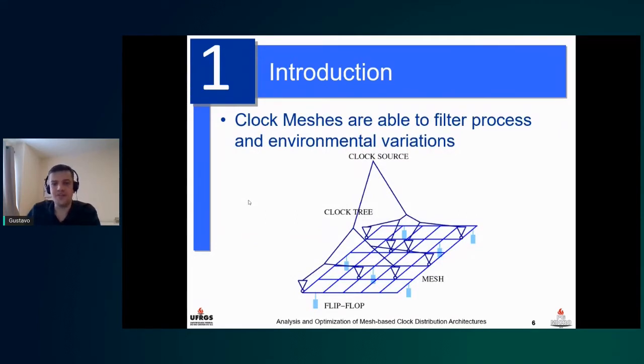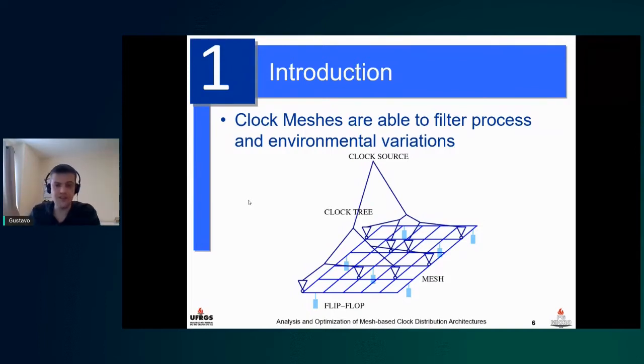So this is the main motivation for the use of clock meshes. They are able to filter out the impact of process and environmental variations. And this is due to the multiple reconvergence paths that it adds to the clock network.